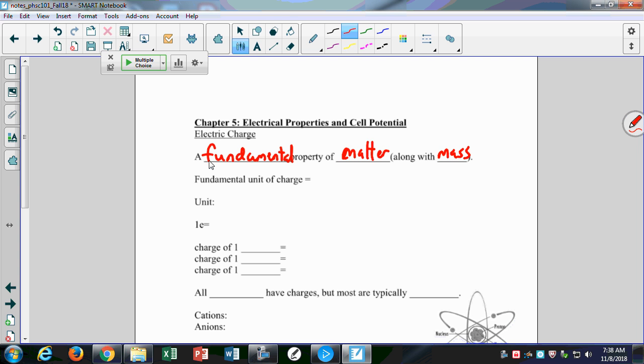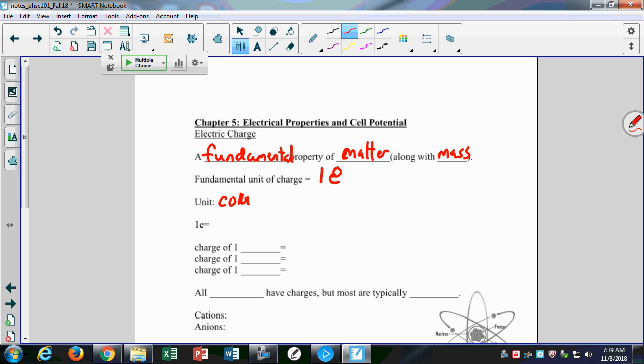It can be positively charged or negatively charged, or often it has equal numbers of positive and negative charges, and so we say it's neutrally charged. The fundamental unit of charge we call an E, 1E, and so we often use that to describe how much charge an object has. And 1E is the charge of one electron or one proton. You probably had this in middle school even. The unit of that is the Coulomb.